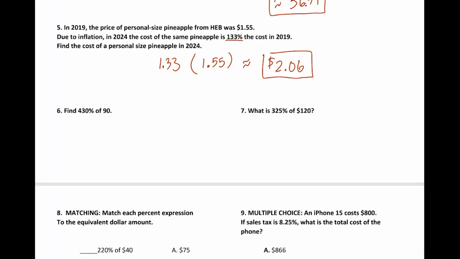6 says find 430% of 90. So 430% as a decimal is 4.3. Of means multiply by 90. 4.3 times 90 is 387. Number 7 says, what is 325% of $120? So same kind of deal here, 3.25 times 120, and that's going to equal $390.